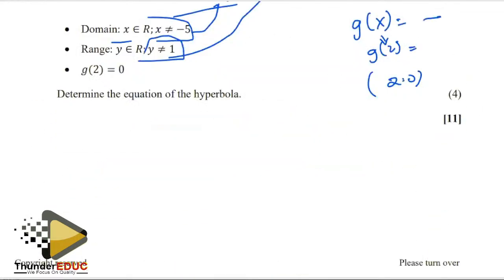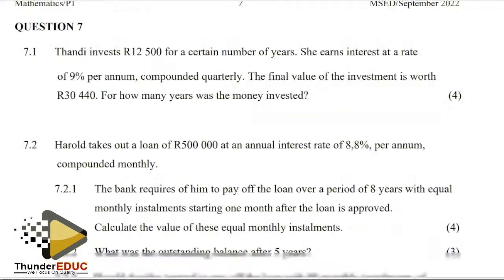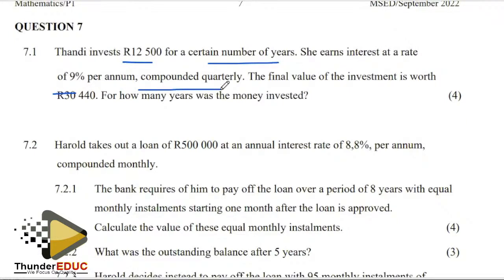Okay, let's look at this other one. What kind of finance questions were there? Tandy invests this much for a certain number of years. She earns interest at this rate compounded quarterly. The final value is this much. For how many years? Now they're asking for the n. And they gave you the P. They've given you the A, because this is our A. That's our P, that's our n. And then just substitute. We have our i here. Substitute into the formula of compound interest, because this is just a lump sum.